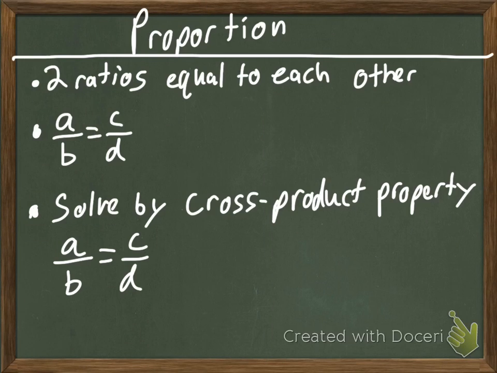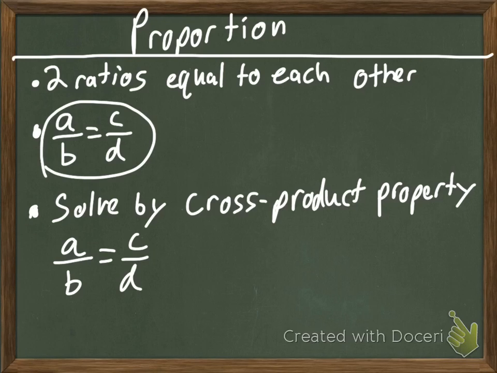The new idea is proportions. A proportion is two ratios set equal to each other. So here's an example: A over B equals C over D. We have the ratio A to B and the ratio C to D, and they're equal to each other. And we solve these by doing the cross product property.